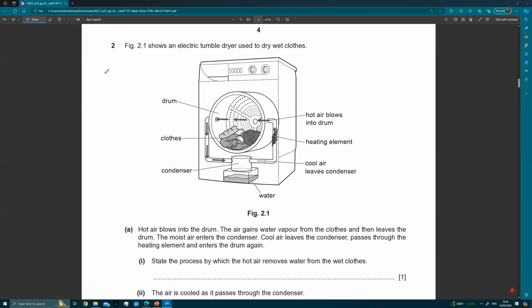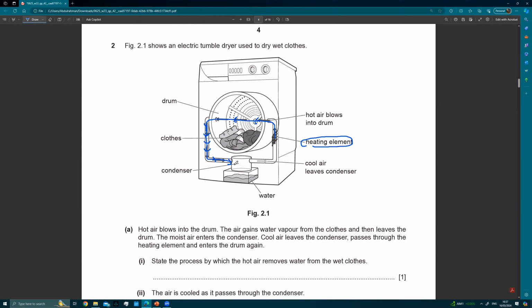So the figure shows a tumble dryer used to dry wet clothes. Hot air blows into the drum. So as you can see, the hot air, which gets heated, blows into the drum. The air gains water vapor. So the water vapor from the clothes, right? Because the clothes are wet. So it's going to pick up the water vapor. And then it leaves this section here. So it took the water vapor. So now the air is more moist, right? More humid because it has the water vapor.